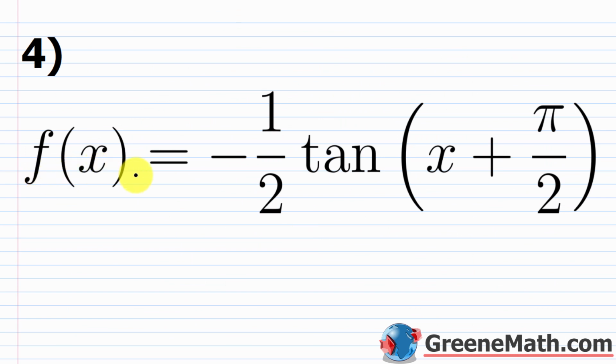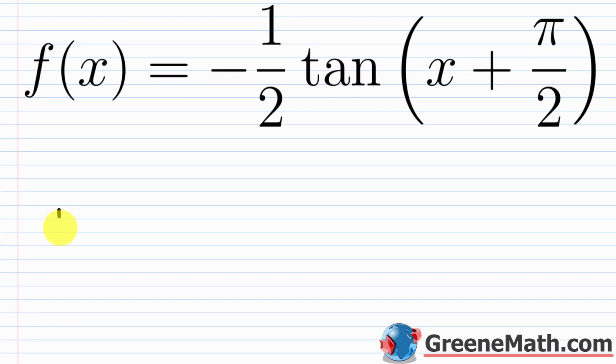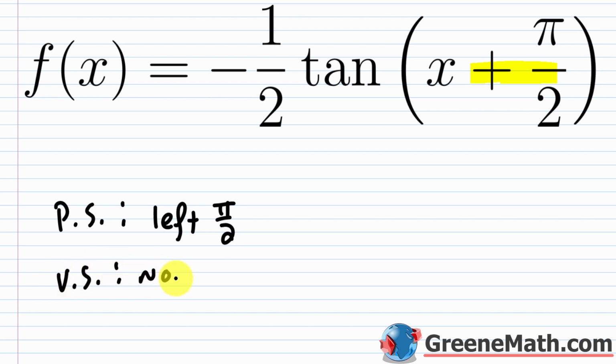So we have our f of x equals -1/2 tangent of x plus pi over 2. In terms of the phase shift here, I don't have to factor this. So I just have x plus pi over 2. I think about how do I undo this plus pi over 2? Well, I've got to subtract away pi over 2. So we're going left pi over 2. In terms of the vertical shift, there's nothing out here. So the vertical shift is none.